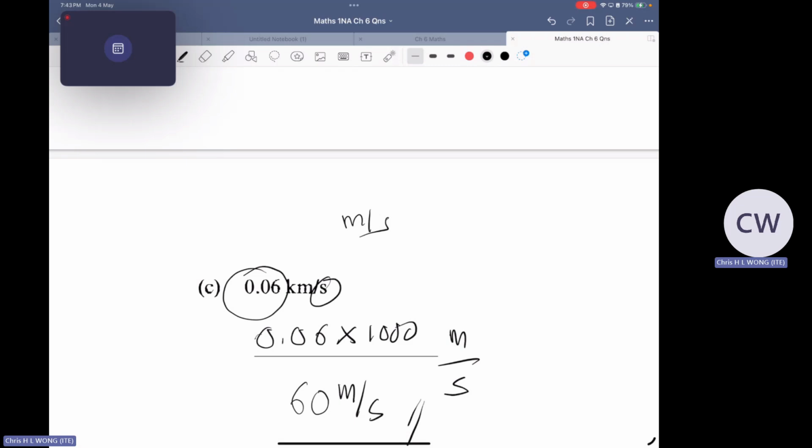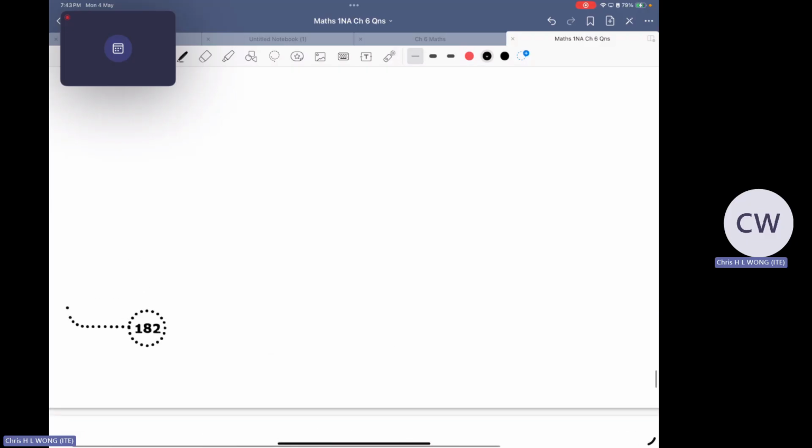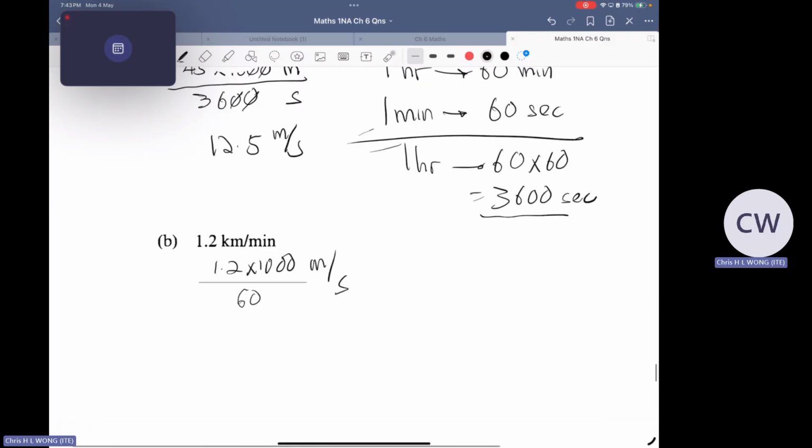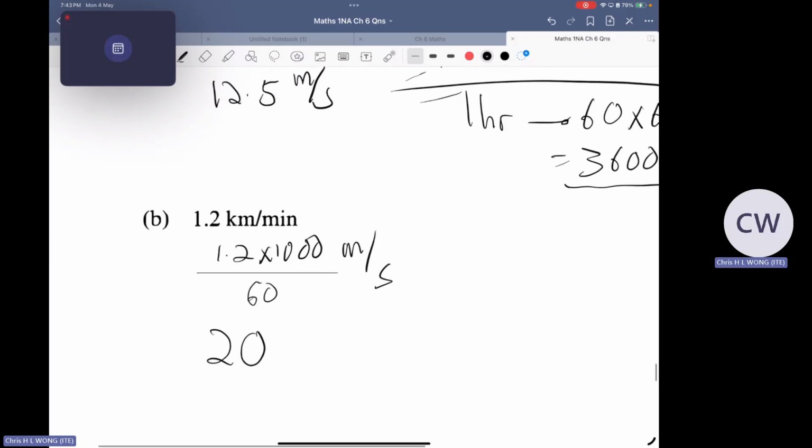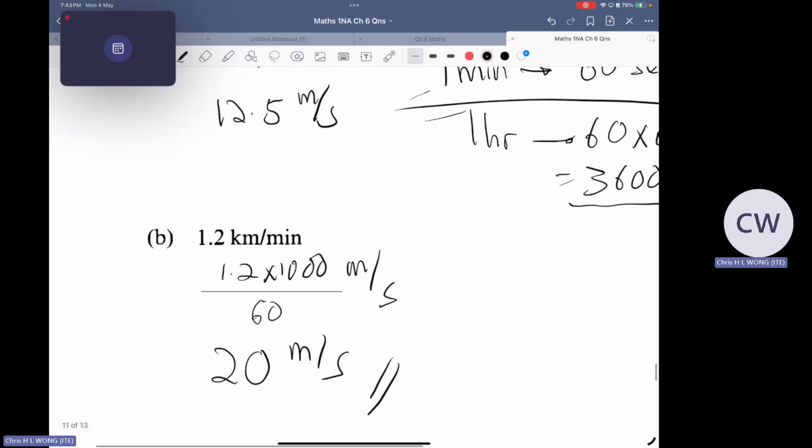One more. This one. What answer? 20 meter per second. It should be 20. Yeah. All have the answer.